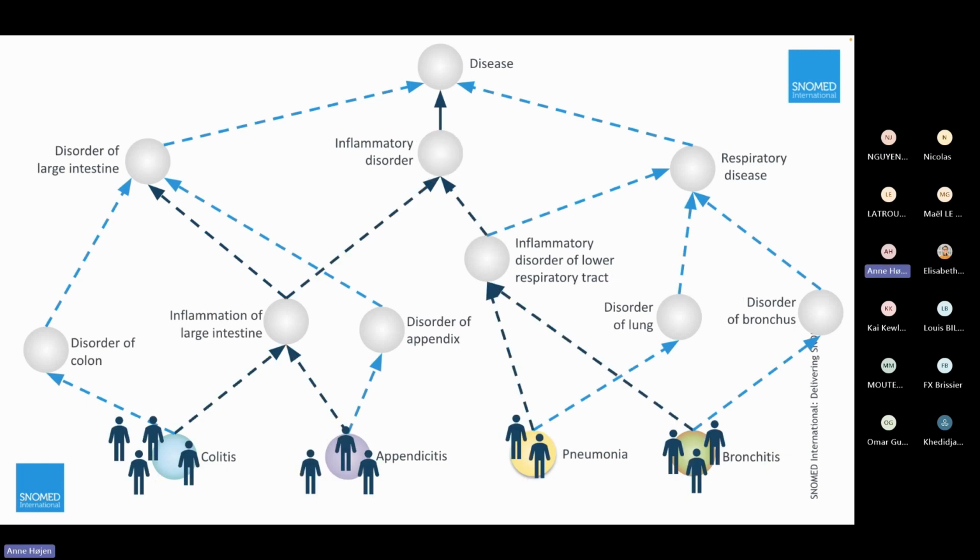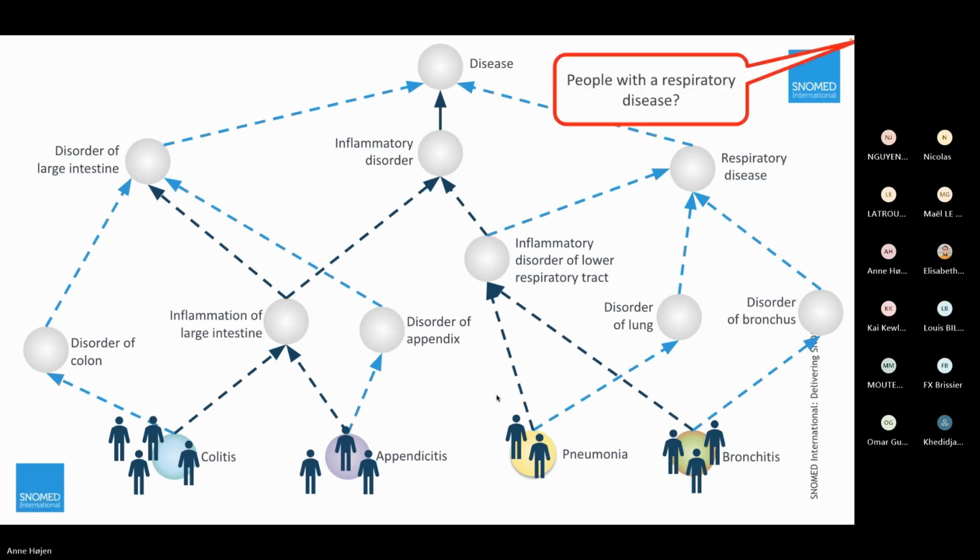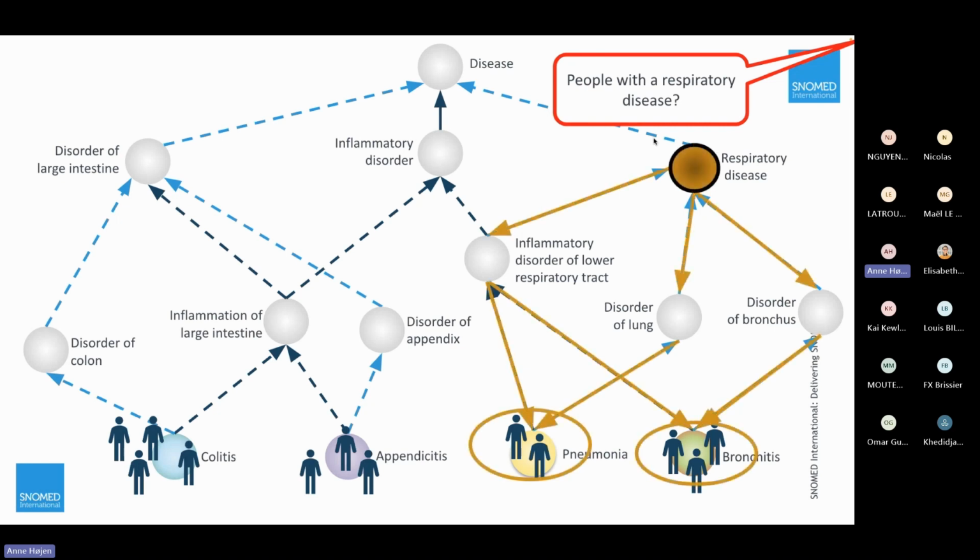So if we have patients that have been recorded with these diagnoses, in their health record, some of them have bronchitis, others have appendicitis and so forth, and I want to ask something else, well, who of those have a respiratory disease? Then we would find not the inflammatory disorder, but the respiratory disease disorder. We can use the hierarchies to identify all the respiratory diseases, and eventually we can match on those patients that have been diagnosed with these concepts.